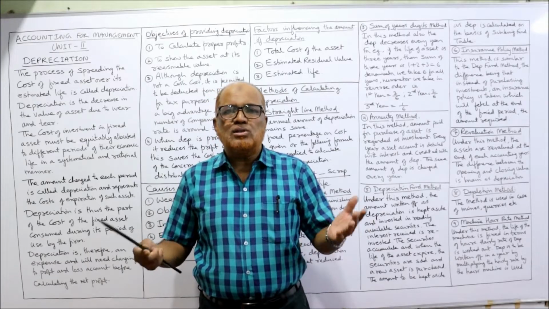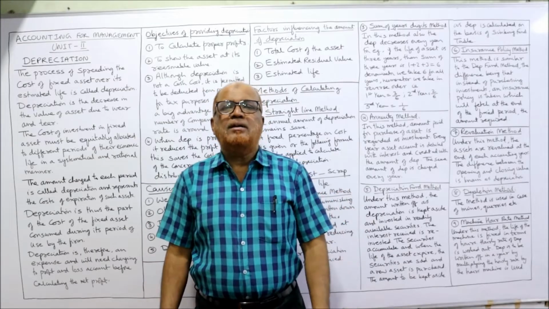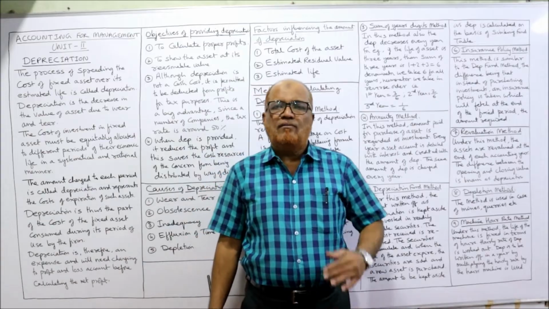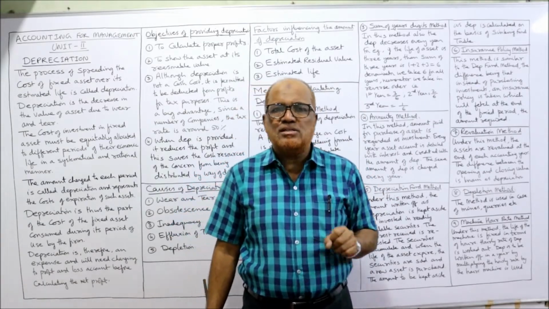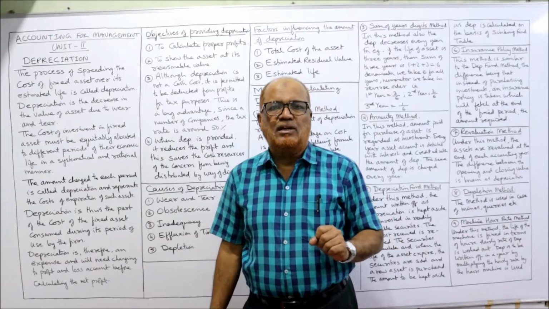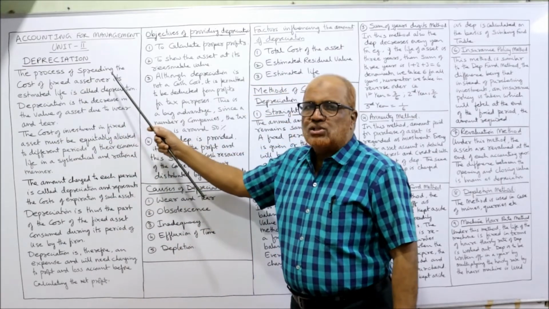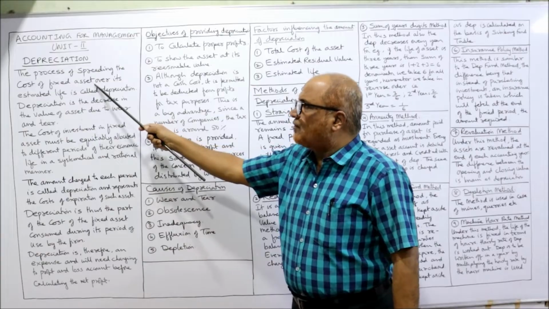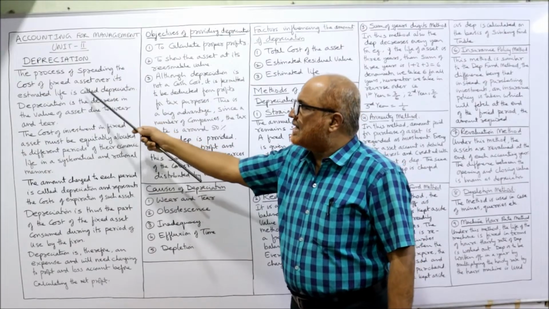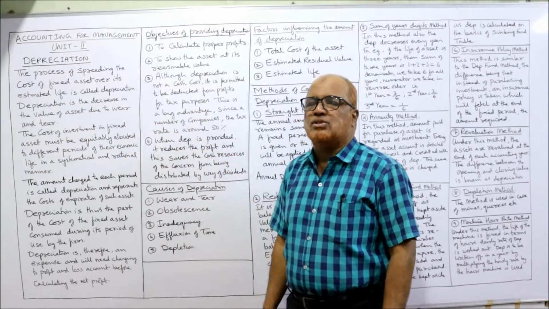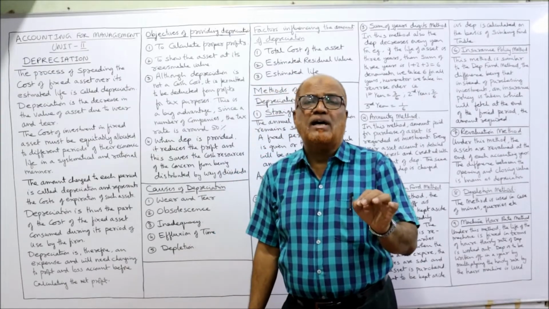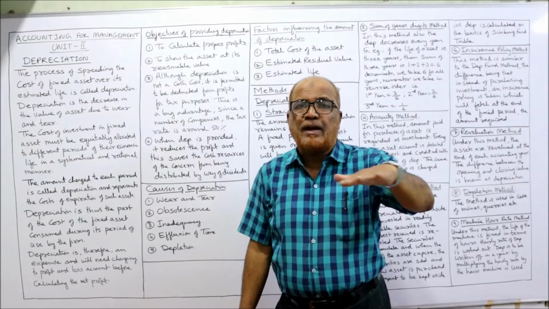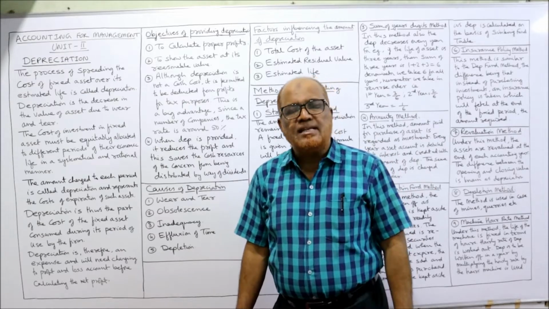So depreciation is also one of the expenses, but it is a non-cash expense. We have to provide depreciation by passing an entry. No cash is involved in depreciation. That is the difference. Now, the process of spreading the cost of fixed assets over its estimated life is called depreciation. First of all, a very clear meaning: the cost of the asset is spread over its estimated life.